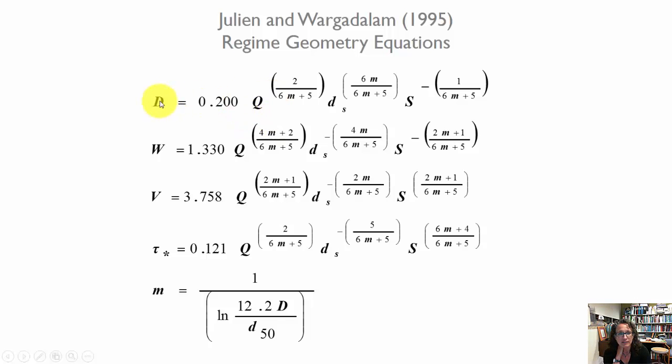Relating depth to discharge, grain size, and slope. Relating width to discharge, grain size, and slope. Relating velocity to discharge, grain size, and slope. And relating critical shear stress to discharge, grain size, and slope. And you calculate the m value, which you can see the exponents all have, based on a relationship between depth and grain size, and you have to iterate to make it work.